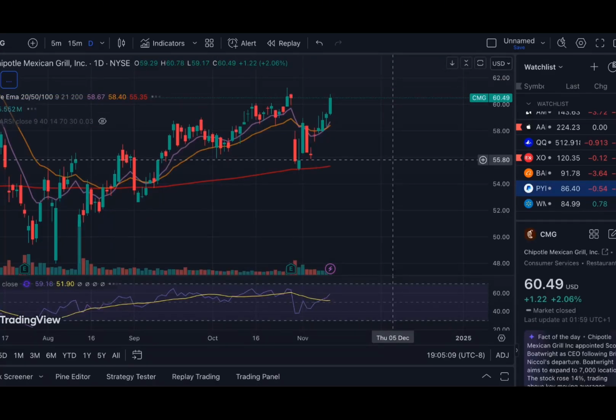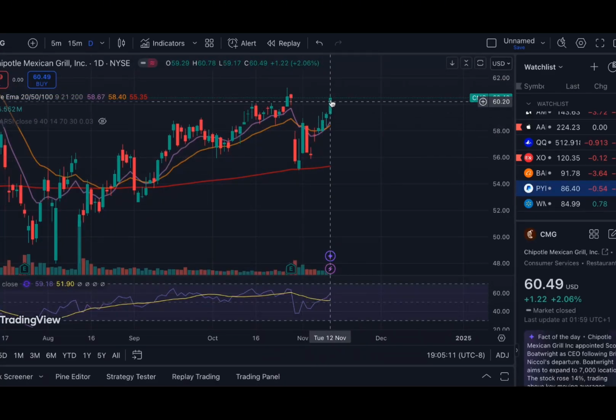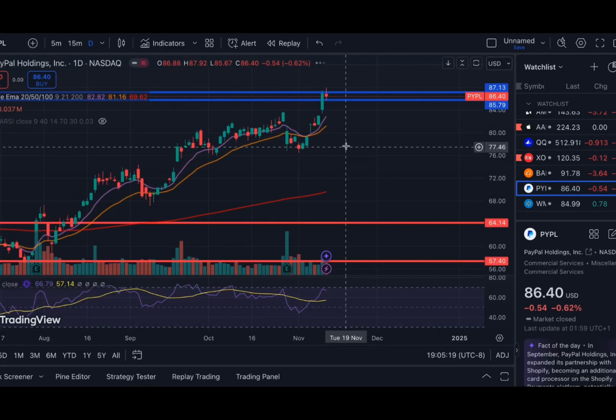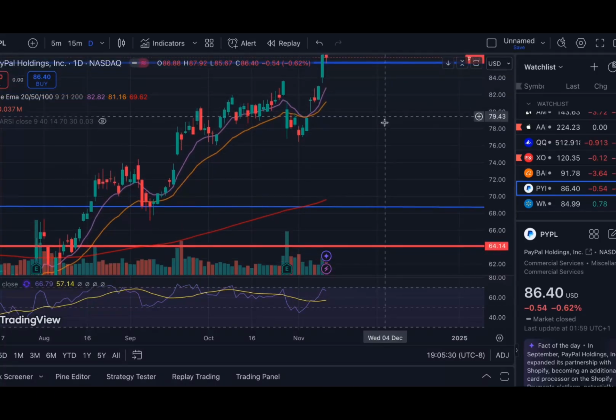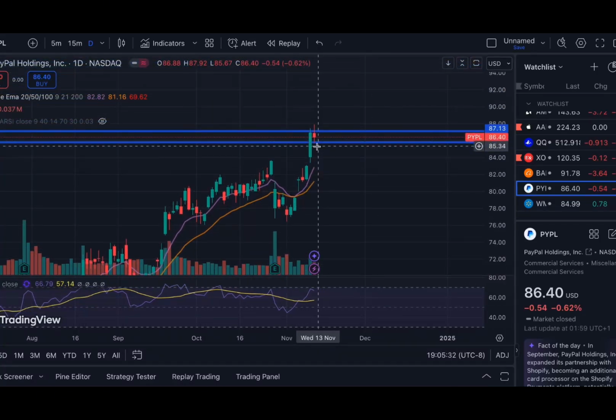Chipotle. Okay, yeah, Chipotle. See how price is away from the moving average right now? Moving average is around 58. Price is around 60. Same with PayPal. PayPal even more. Price is around 86. Moving average around 82. It's overextended. It's overbought, but it still wants to go higher. It's bullish. It's clearly bullish, and I'm trading the trend here.